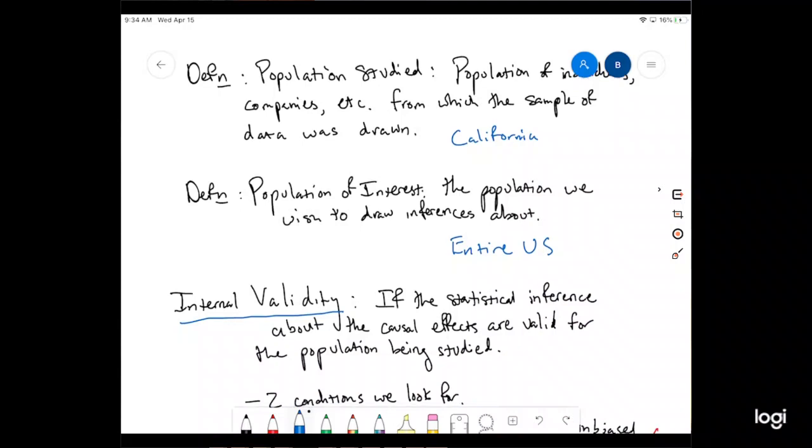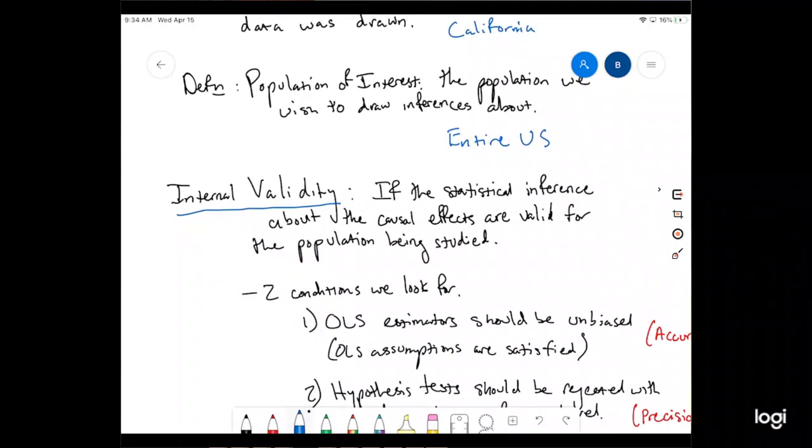All right, another definition, internal validity. The definition of this is whether the statistical inference about the causal effects is valid for the population being studied. What do I mean by statistical inference? I haven't really defined that. Statistical inference.